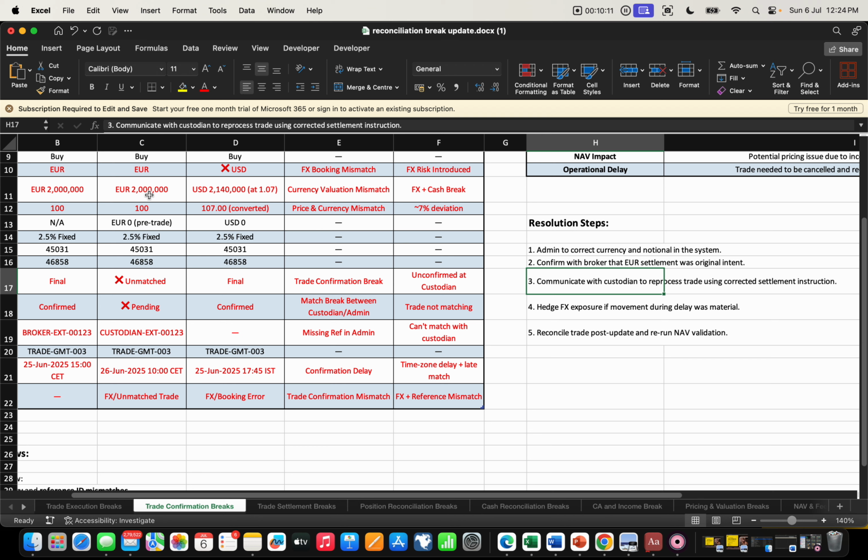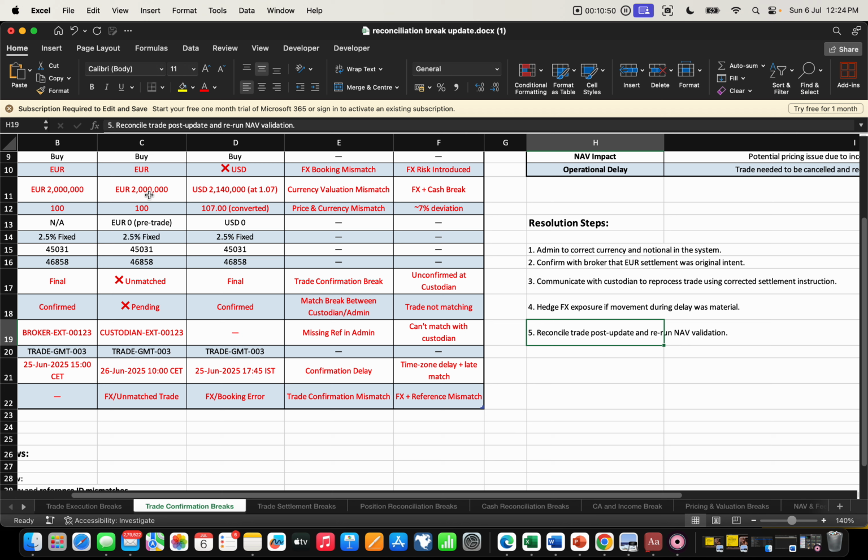Communicate with the custodian to reprocess the trade using the correct settlement instruction. Once you book, you get a confirmation from the broker, and you have to pass the same confirmation to your custodian to book the trade according to the settlement instruction. And for FX exposure, if the movement delay was material, then you have to post an FX spot or forward to clear the break for the delay. If it is delayed by 1 day, then you have to post a buy FX spot and FX forward to clear your cash part.